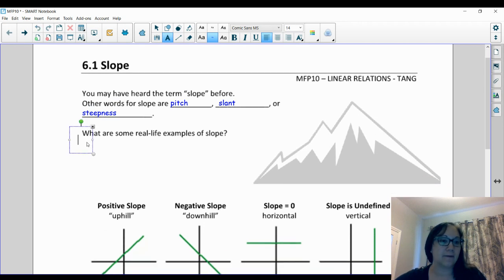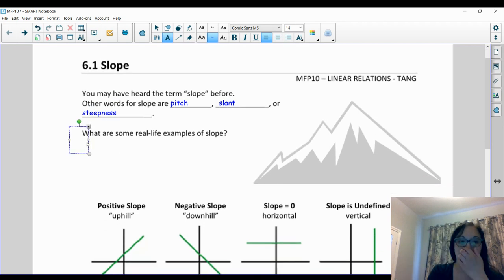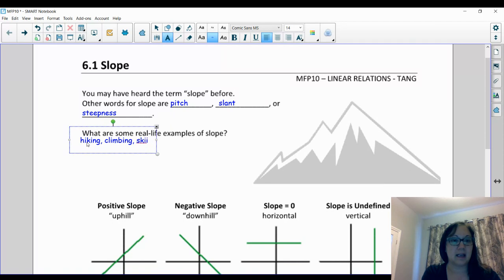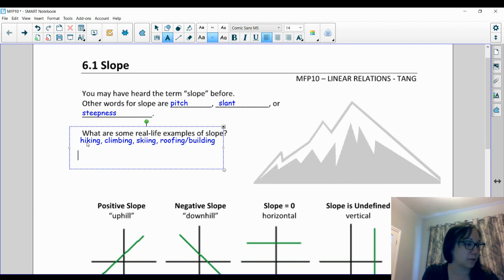So what are some real life examples of slope? Well, as you can see, I've got a picture of a mountain there, and that's a bit of a hint because mountains have some steep slopes on them. So anything that you might do on a mountain, like hiking, climbing, skiing, anything with uphills and downhills like that, roofs and roofing. If you do roofing and building, that's one of the ways you might have heard of that term pitch, the pitch of a roof.